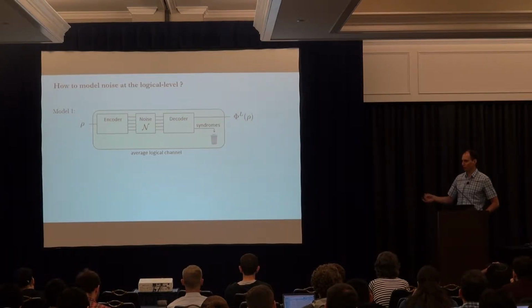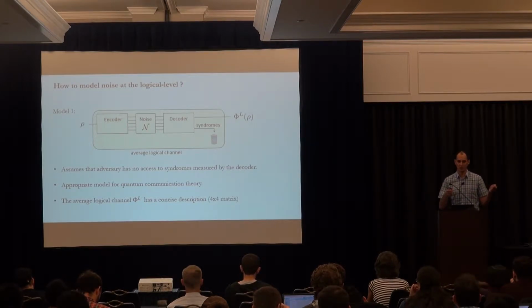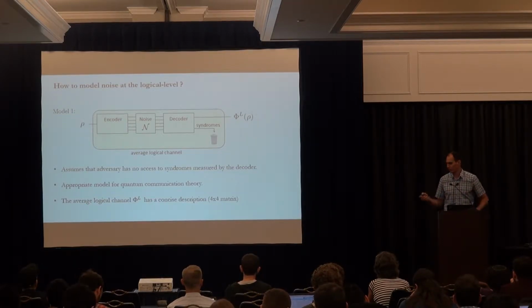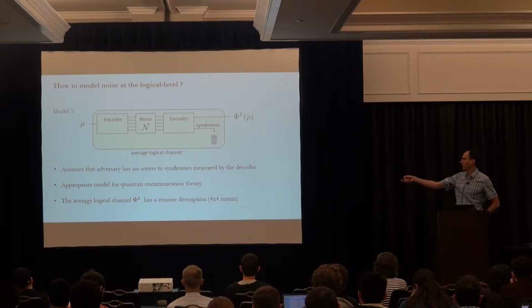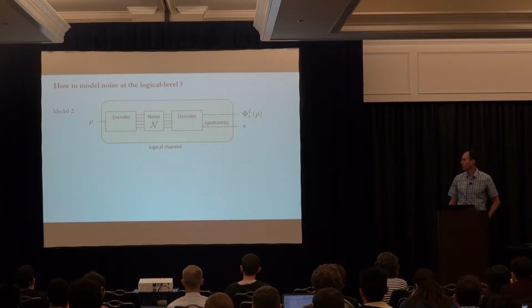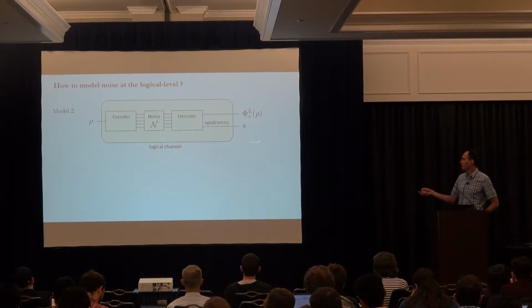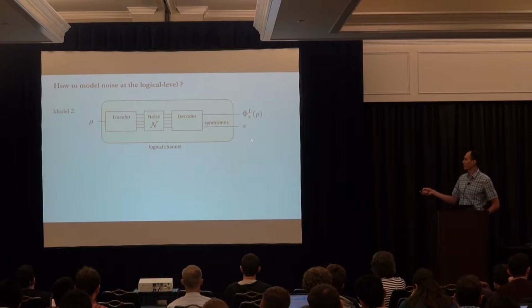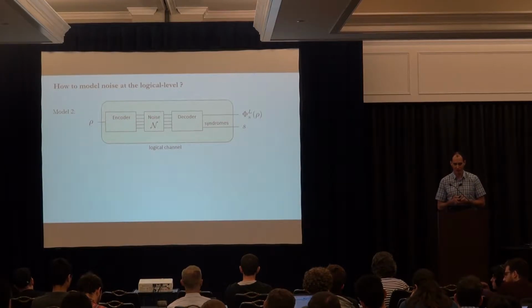If we have a single logical qubit, this is just a single-qubit channel, so it has a very compact representation. It's basically a 4x4 matrix. But this model is, I think, more appropriate for quantum communication theory, where the adversary is confined to this noise box. And for quantum fault tolerance, it's probably more appropriate to consider the model where the measured syndrome is included in the output of our logical channel.